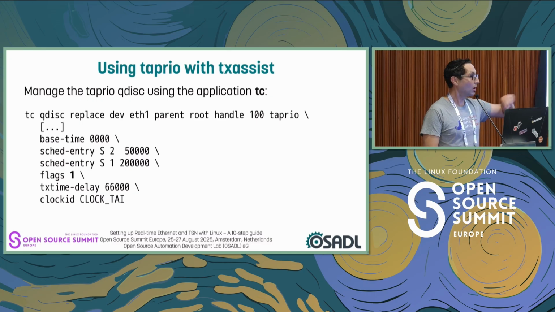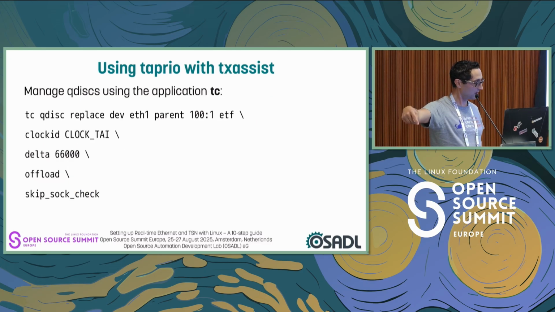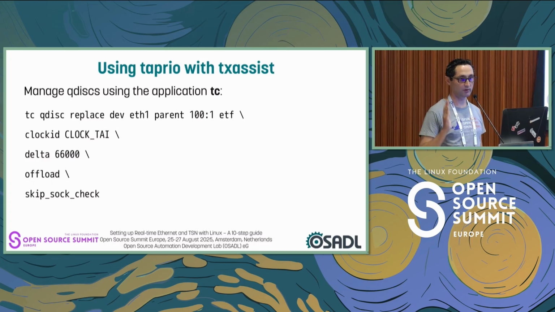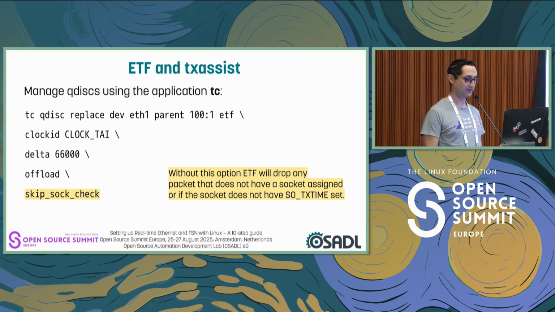And then on top of that, so you see here we have the handle 100 assigned here. On top of that, you would need to set up ETF on top of TAPRIO, right? Because ETF now would be used to do the schedule, because the hardware won't do it for us. This is pretty much like we did it before, right? Now you might spot one parameter I added here: skip sock check. Might sound a bit weird.